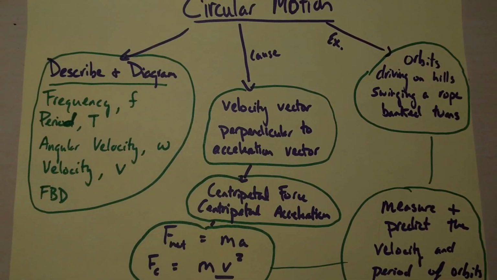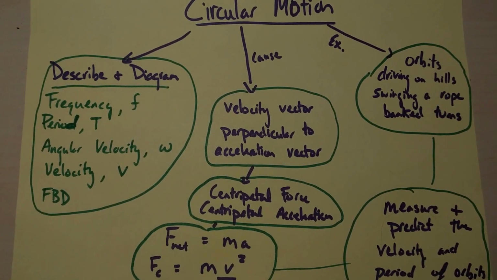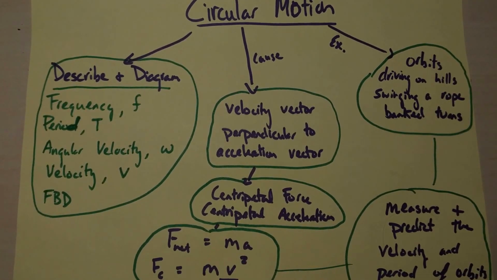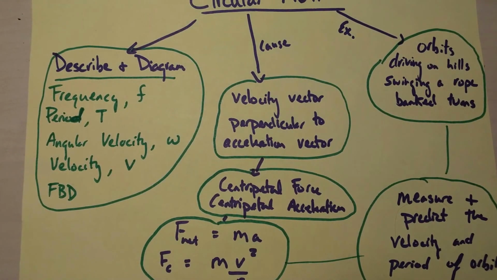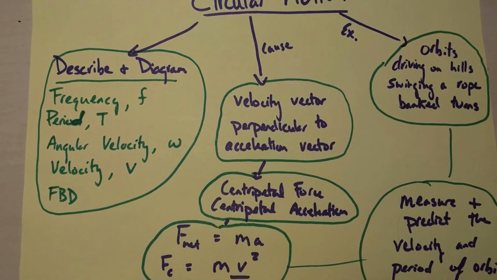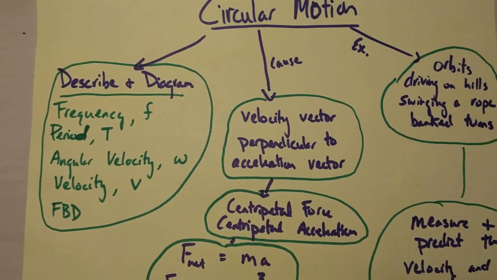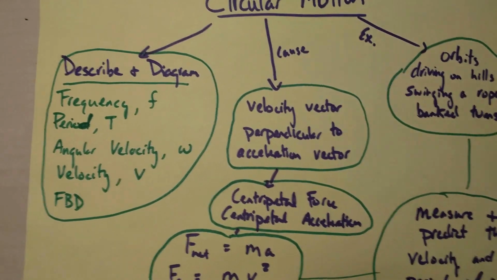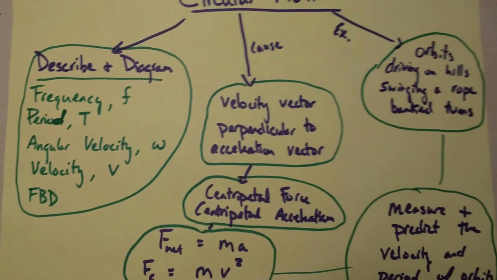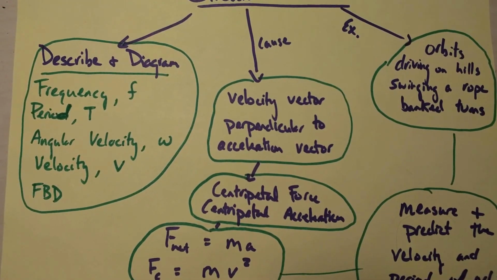The cause of circular motion is a velocity vector that's perpendicular to the acceleration vector, and that acceleration vector we call a centripetal acceleration if the thing is moving in a circle. And that means that there needs to be some centripetal force. We never draw this on the free body diagram, but it's like a net force. We know we're going to expect it to arise from the other forces that are acting on the object.